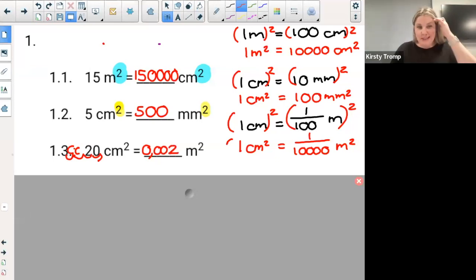0,002 meters squared. Or you can say 20 like that as well. That's also fine. Meters squared. Okay, be careful. We're not dividing by 100. What are we dividing by? We're dividing by 10,000. Why 10,000? Because it's meters squared. So not 100, we're dividing by 10,000.